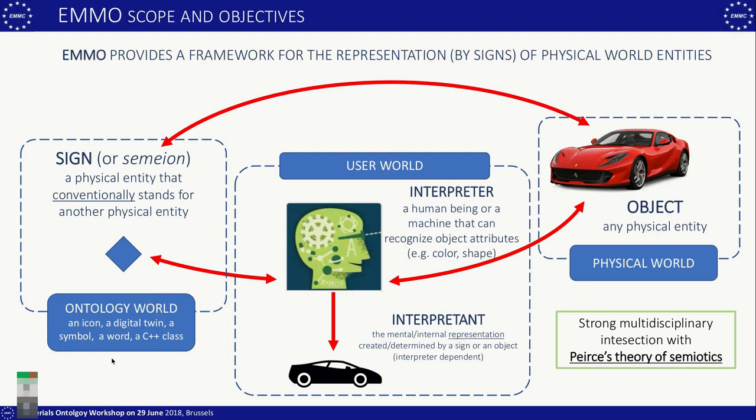The ontology world is expressed by using, for example, the OWL language, by using a C++ class hierarchy, or in a textbook, for example. There are several ways to represent the ontology.